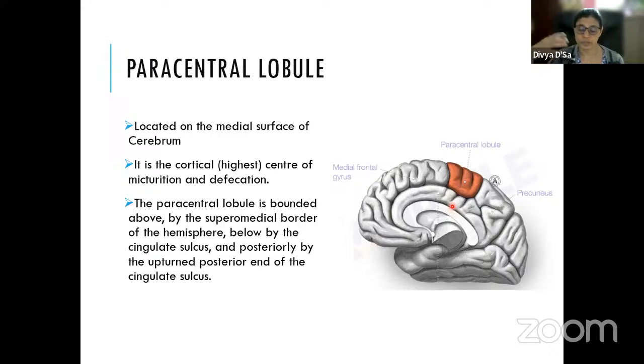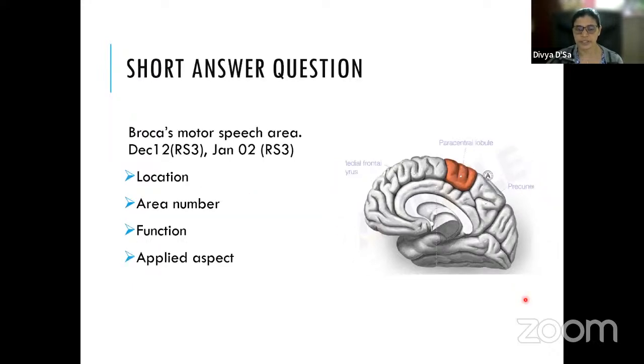I told you in the beginning that the body is represented upside down. So the perineum is represented here. That is why the higher centers for cortical micturition and defecation are located there.